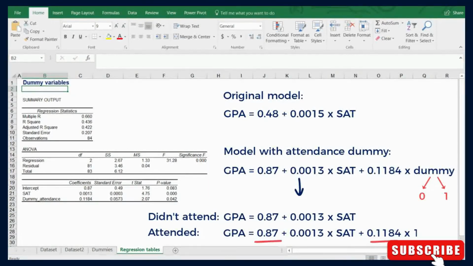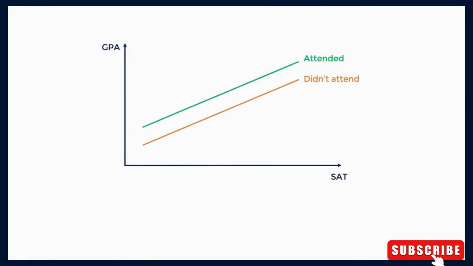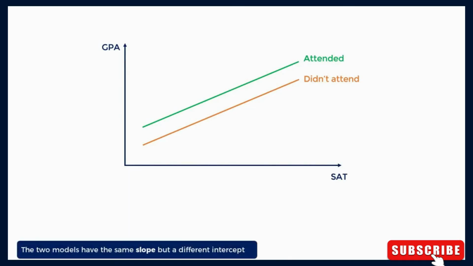Let's add the intercept and the dummy together. We get GPA equals 0.99 plus 0.0013 times SAT. Graphically, this looks in the following way. So we have two models that have the same slope, but they have a different intercept. The students who attended are spread around the upper line. On average, their GPA is 0.1184 higher than the GPA of students who did not attend.